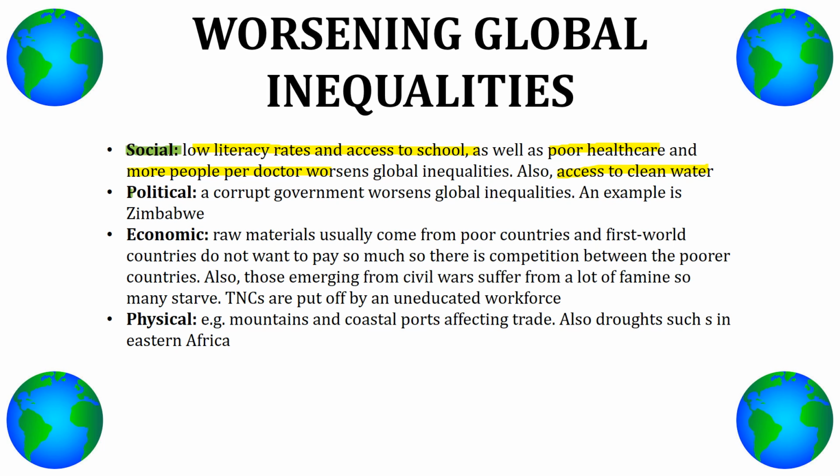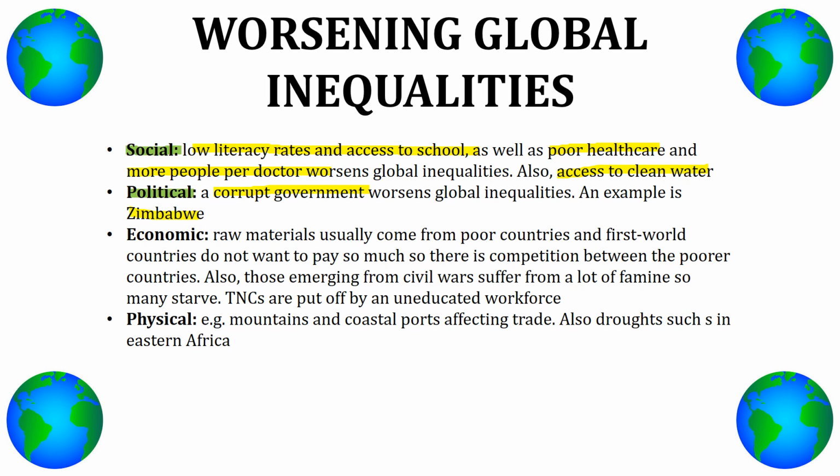The next one, political. Simply a corrupt government worsens global inequalities, and an example is Zimbabwe. The president, Robert Mugabe, basically takes all the money that Zimbabwe gets from loans or aid. He keeps all of this for himself, for his own benefit. Therefore, the citizens of Zimbabwe never see this money, or any improvement in their infrastructure, their education, their access to healthcare. And this is all worsening global inequalities because their quality of life and standard of living is falling dramatically.